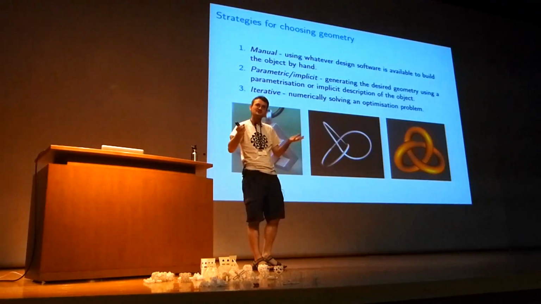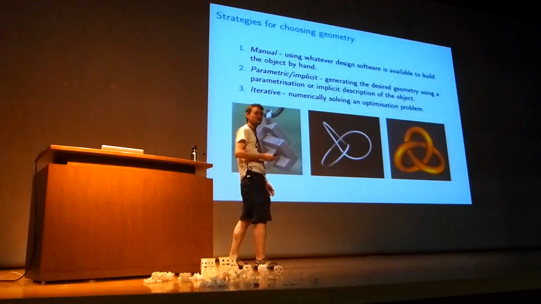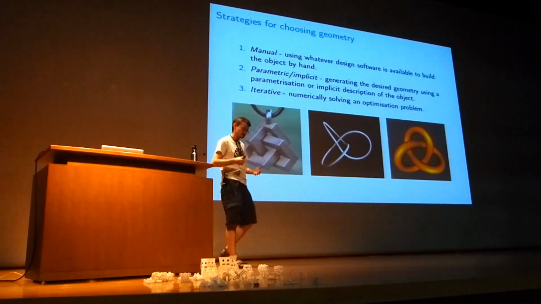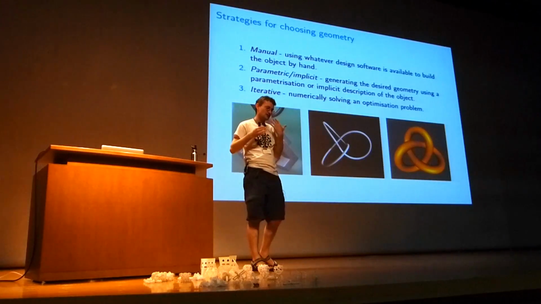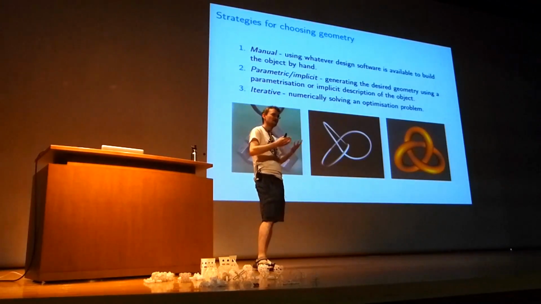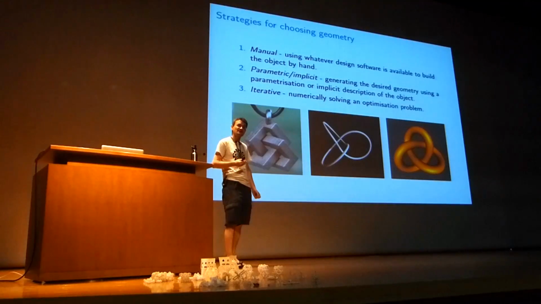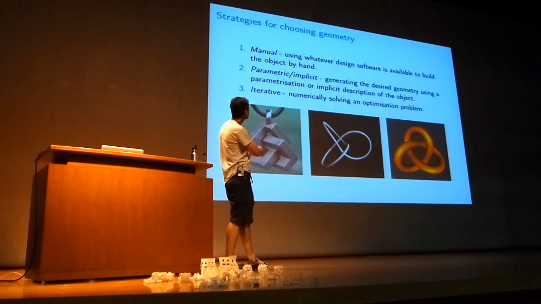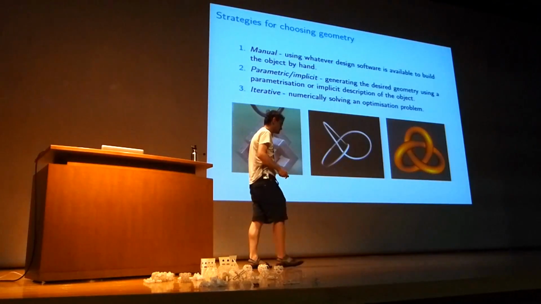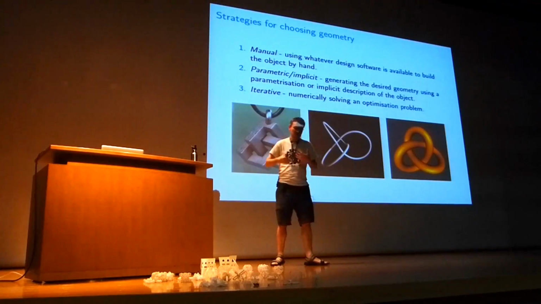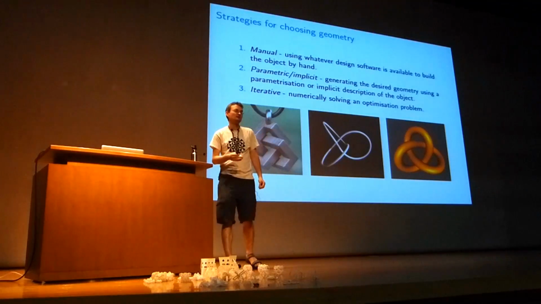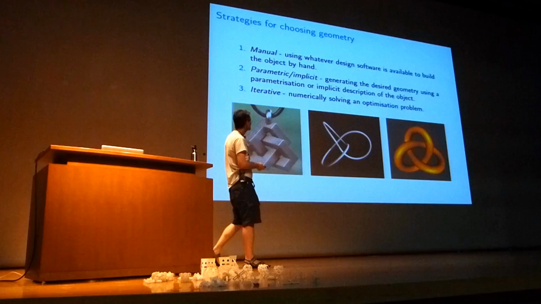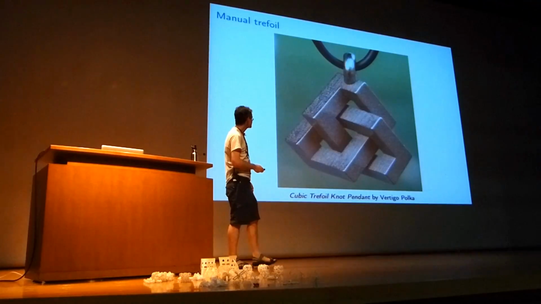You just want to draw something that works in whatever tools you have at hand. And then there's the parametric or implicit strategy, where you have a topological description of this, but you also have a geometric description that you come up with somehow, either a parametrization or some sort of implicit description. And then there's the iterative way of doing this, where you iterate, trying to optimize some function to give you a geometry. So I'll just talk a little bit about these examples.